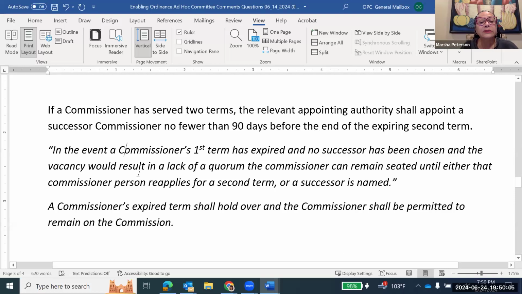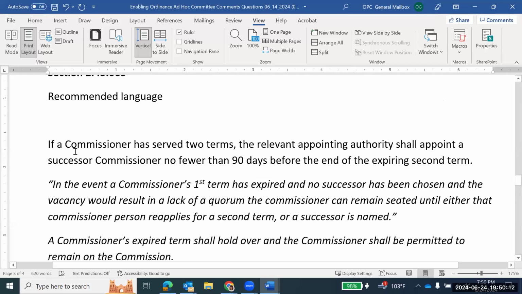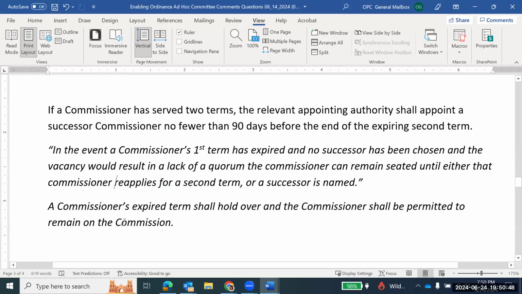Okay, go ahead. If a commissioner has served 2 terms, the relevant appointing authority shall appoint a successor commissioner no fewer than 90 days before the end of the expiring 2nd term. In the event a commissioner's 1st term has expired and no successor has been chosen, and the vacancy would result in a lack of a quorum, the commissioner can remain seated until either that commissioner reapplies for a 2nd term or a successor is named. A commissioner's expired term shall hold over, and the commissioner shall be permitted to remain on the commission.